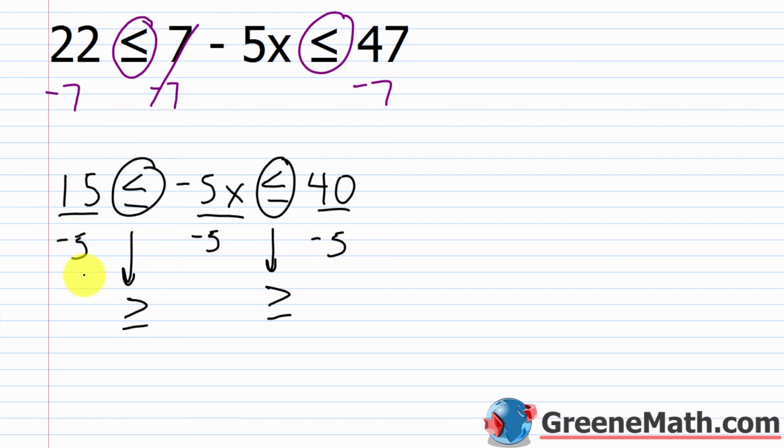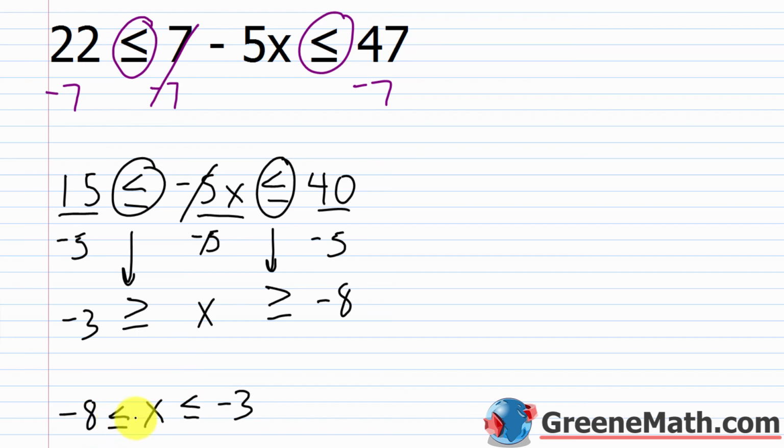So 15 divided by negative 5 is negative 3. Negative 5 divided by negative 5 is 1, so this is just x. 40 divided by negative 5 is negative 8. Now I'm going to rewrite this. I want my smallest number on the left. So I'm going to put negative 8, less than or equal to x, and then x is less than or equal to negative 3.